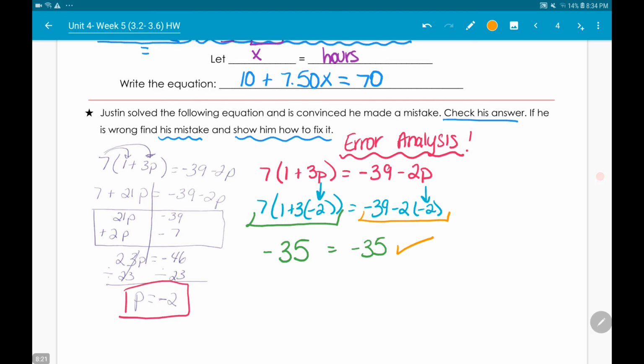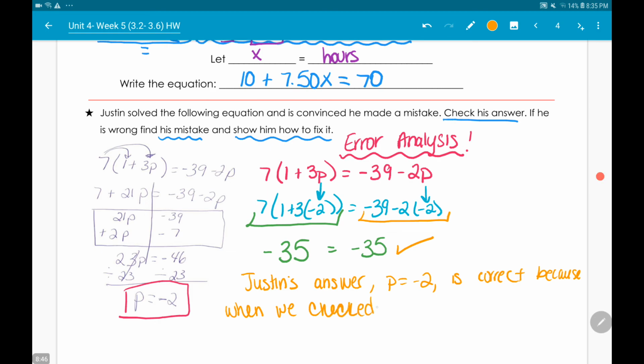So now let's write a sentence to defend that. So Justin's answer, p equals negative 2, is correct because when we checked it, both sides of the equation were balanced.